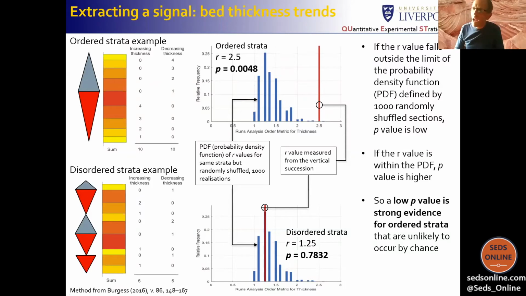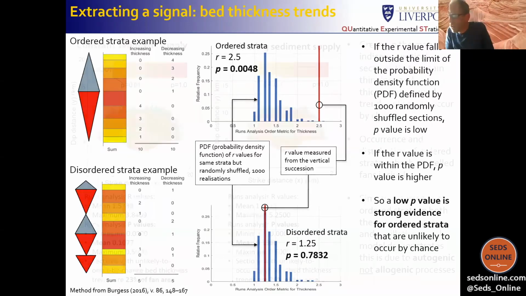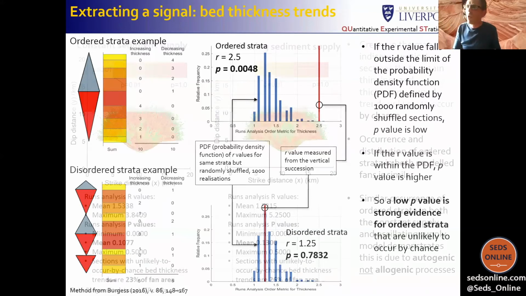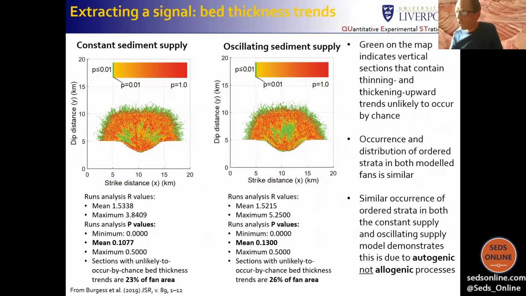Now, if we do that for all of the vertical sections in the model, that same basic calculation, we calculate that p-value. So remember, a really low p-value indicates order. That's color-coded as green. A much higher p-value indicates disorder. That's colored basically yellow to red. And you can see then how that begins to map out on the fan, which is very interesting, right?